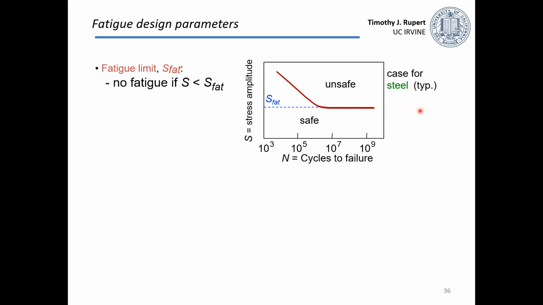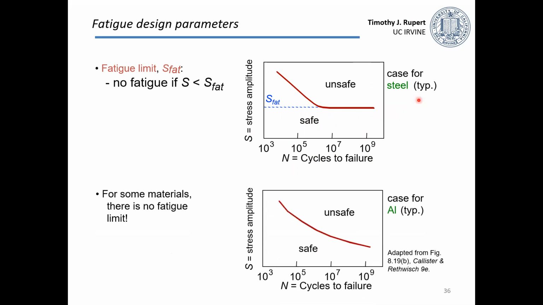From a designer's perspective, what that tells you is that as long as you keep that stress amplitude below a certain level, your material is safe forever. A good example is that a lot of steels demonstrate this type of fatigue limit. It is important to point out that that's not true of all materials. For example, aluminum doesn't have that limit. It still has this behavior that as I reduce the stress amplitude, I can survive for longer and longer cycles, but there's no flat region of this type of curve.